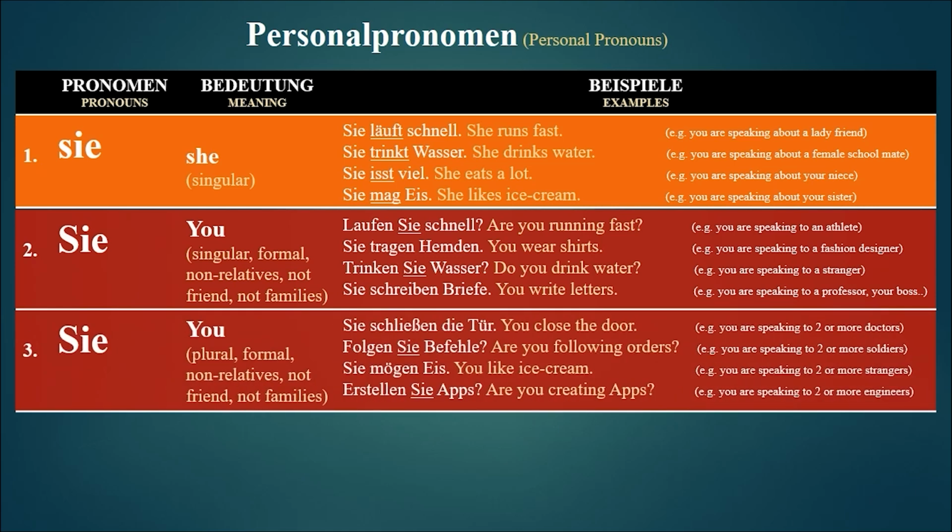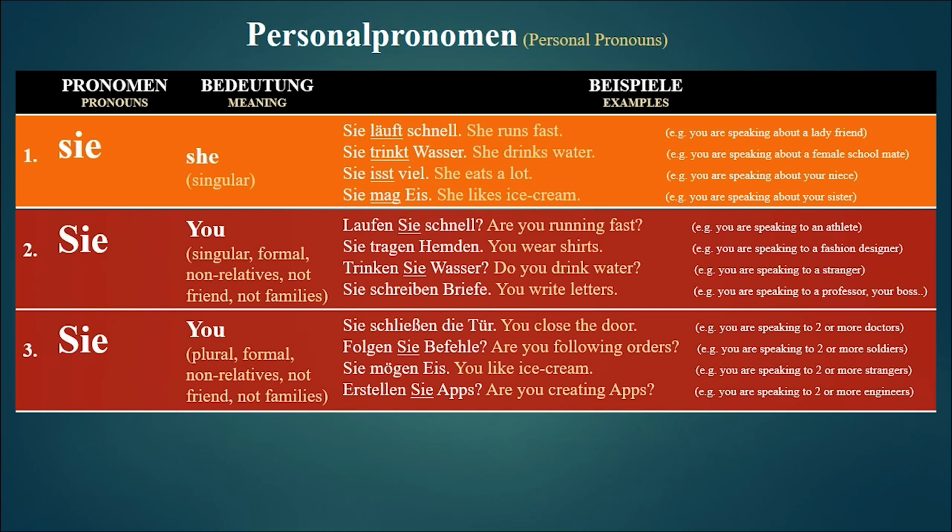Another Sie refers this time to two or more people that you do not know. So plural, formal, non-relatives, not friends, and not family. These are people we do not know. So two or more. So we have Sie schließen die Tür. So we are referring to two or more doctors, for instance. You close the door. Again, folgen Sie Befehle. Are you following orders? You are speaking to two or more soldiers, for instance. So take note, these Sie, both the singular and the plural form, formally always have a capital S starting them wherever they find themselves in a sentence.